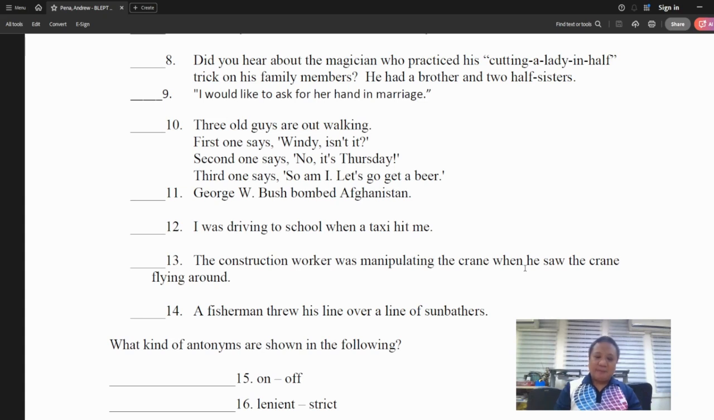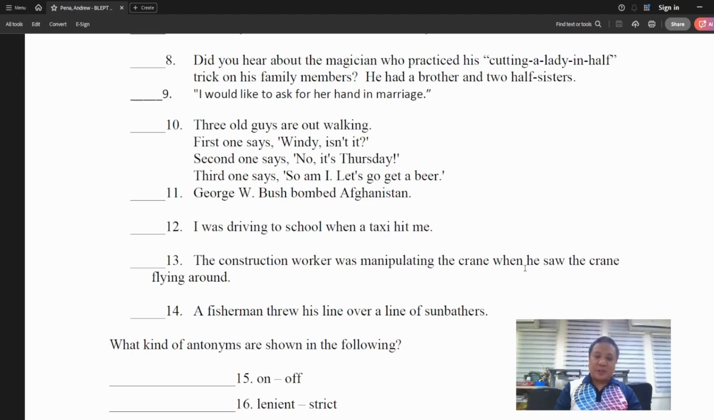Number 12, I was driving to school when a taxi hit me. Well, this one is an example of F, metonymy also, because the taxi didn't really hit the person. The taxi hit the car that the person was driving. So there's a close relationship between the person and the car because the person is riding the car.